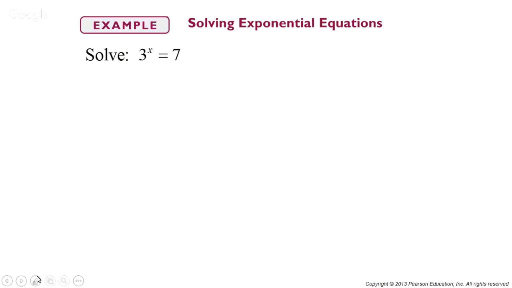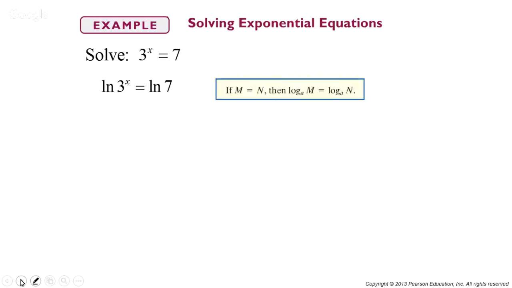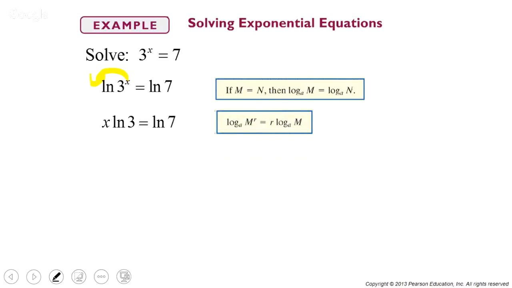So what I'm going to do is ln both sides. I could actually use any log base, but ln is the easiest and quickest to write. So when I ln both sides, now I can move that x into the front, because that power can be moved to the front. Now it's in the front, and I can solve for x. So I divide both sides by ln of 3. And that is my exact solution.